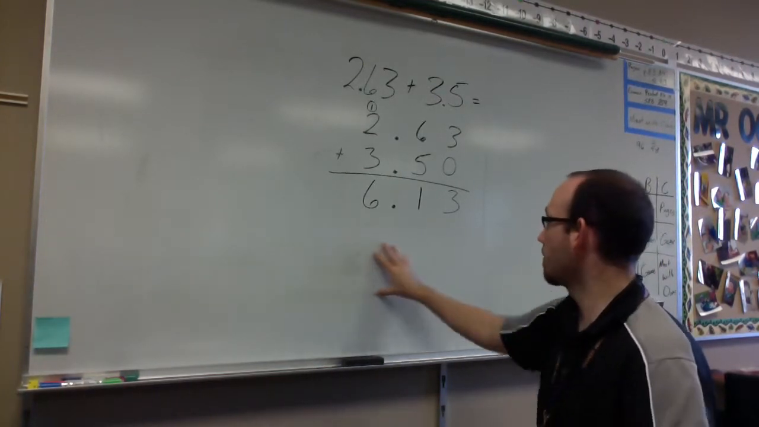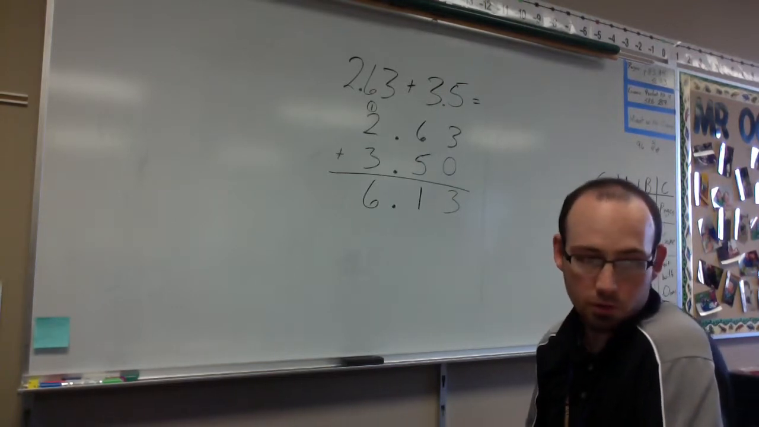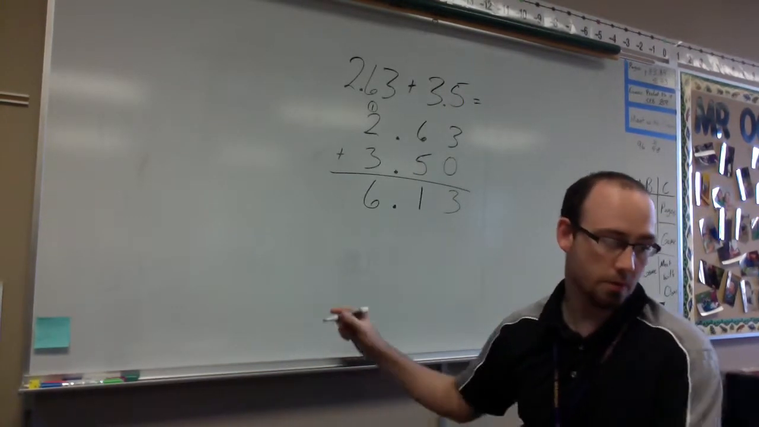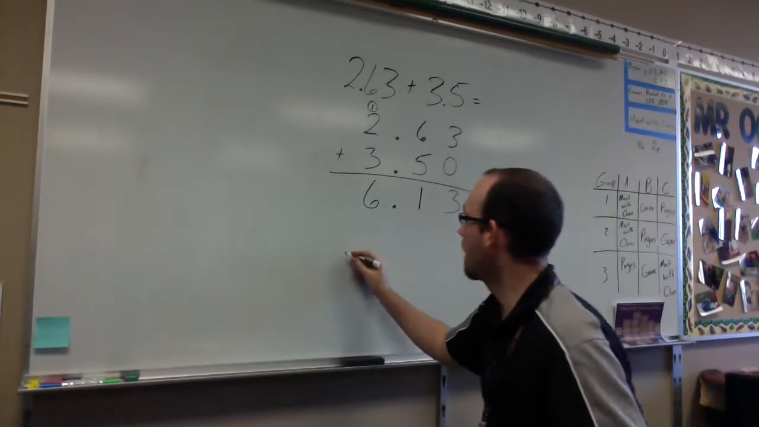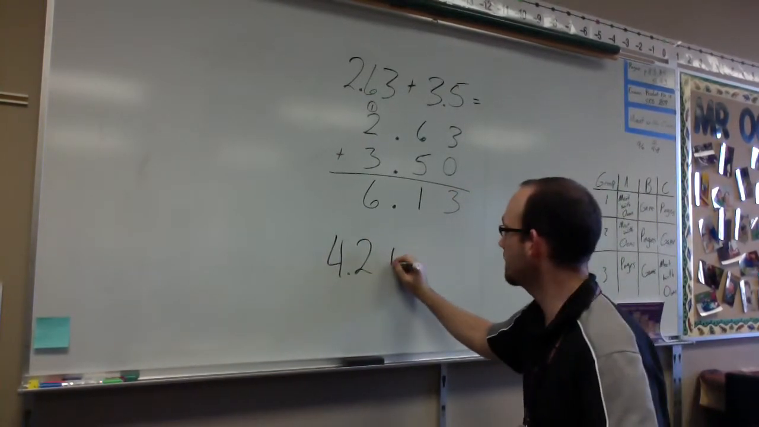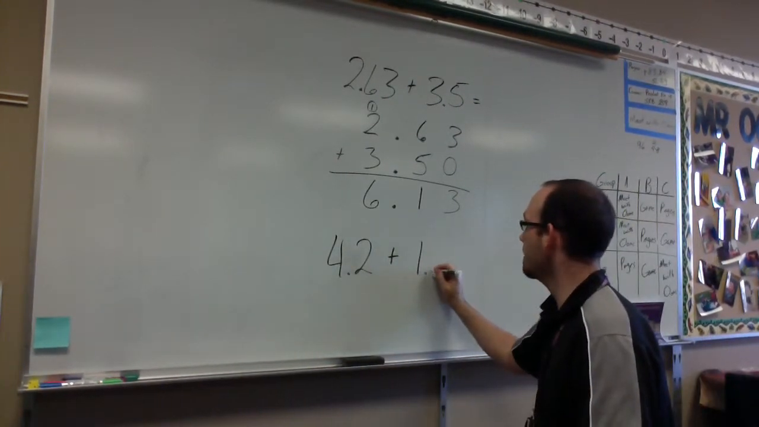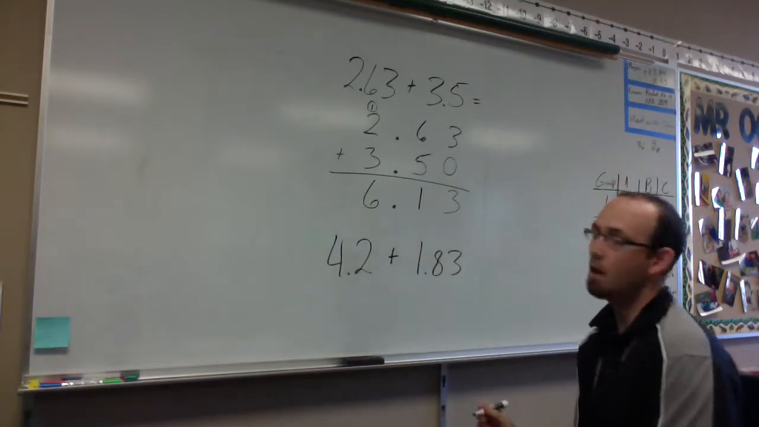I'm going to write another problem right here. I'm going to want you to pause and try it. I'll show you those steps again in just a moment. So here is the problem I want you to try: 4 and 2/10 plus 1 and 83 hundredths.